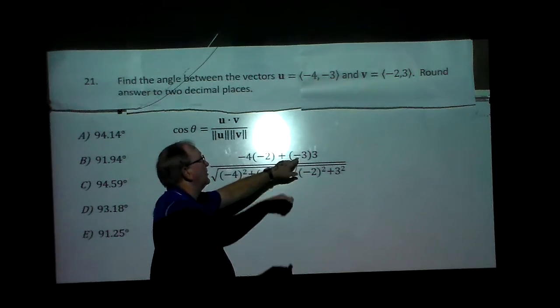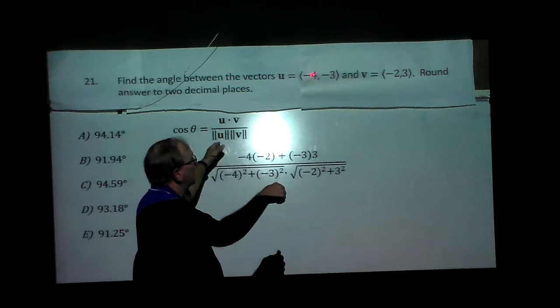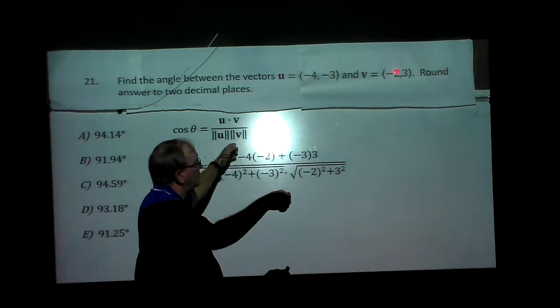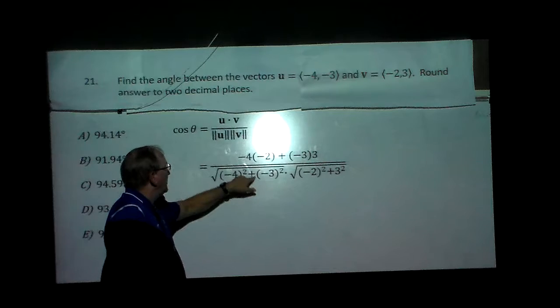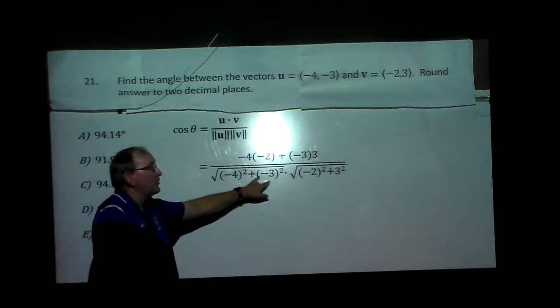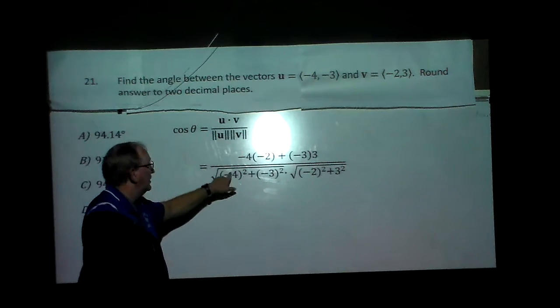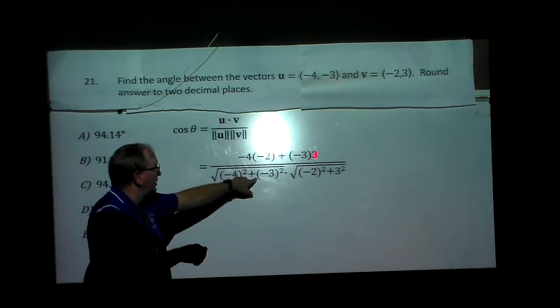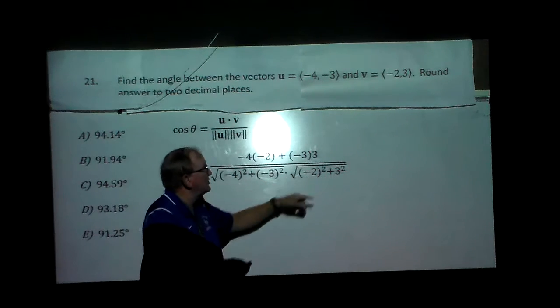and -3 times 3. I'm going to tell you, not x's and y's. This is supposed to be like P1, P2, Q1, Q2. And then here, these are just the Pythagorean theorem. Basically, this squared plus that squared times this one squared plus that one squared, but you have to square root them.